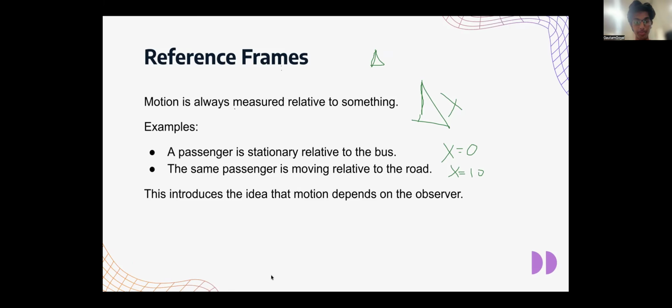Do you guys get that part? It'll all make a lot more sense if you understand these basic concepts.